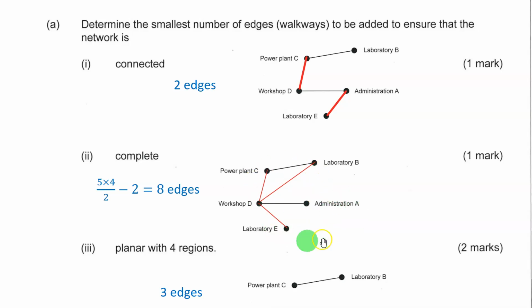Now, we've got to do that for 5 vertices, so that's 5 times 4 is 20, but then we would have doubled up on the number of edges, so then we halve it, and that gives us 10, but we've already got 2 edges in the network, so then we've got to take off 2 and we're left with adding 8 edges to make it complete.